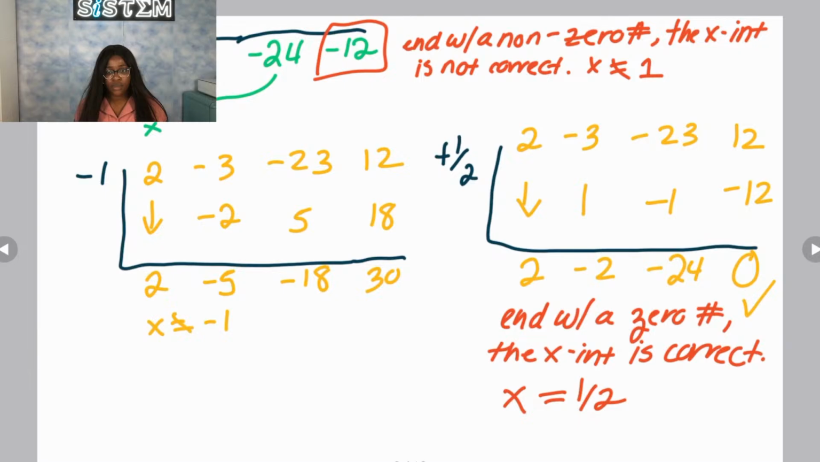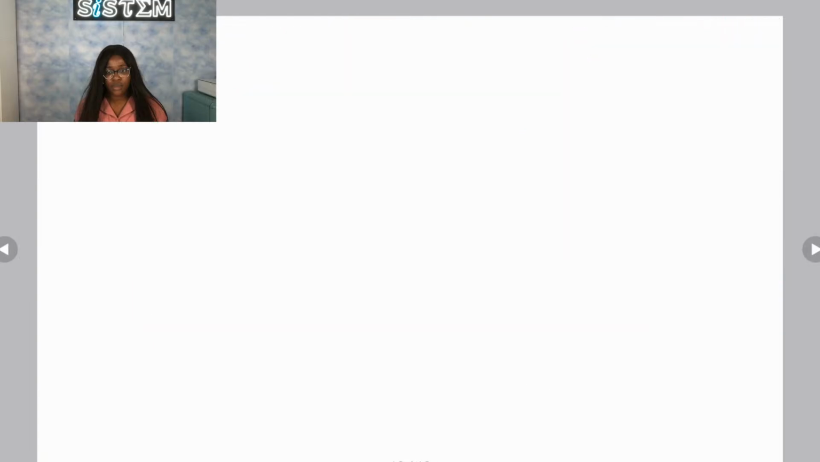So what this is saying is that we have an x-intercept of 1/2. That means, I'm going to go to my next page here, if we have an x-intercept of 1/2, we can write it as 1/2, 0, or we can write it as x minus 1/2 is also possible.